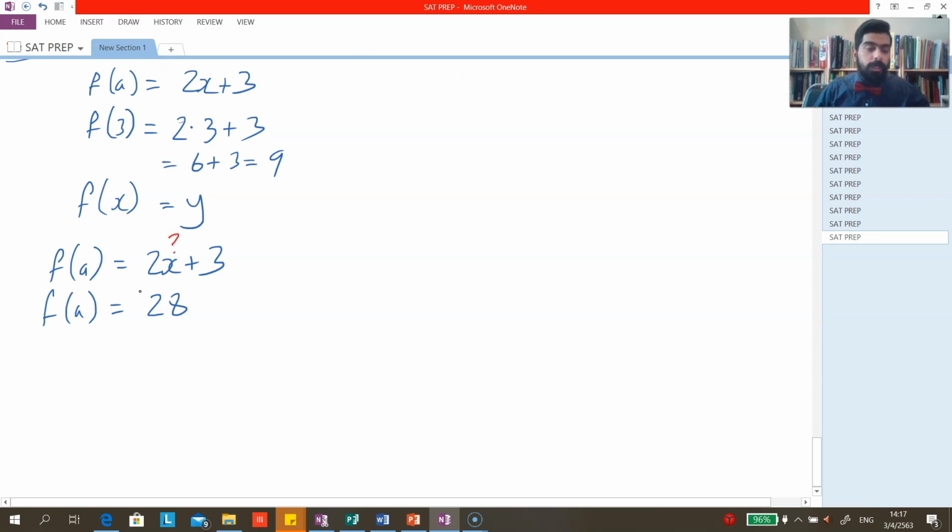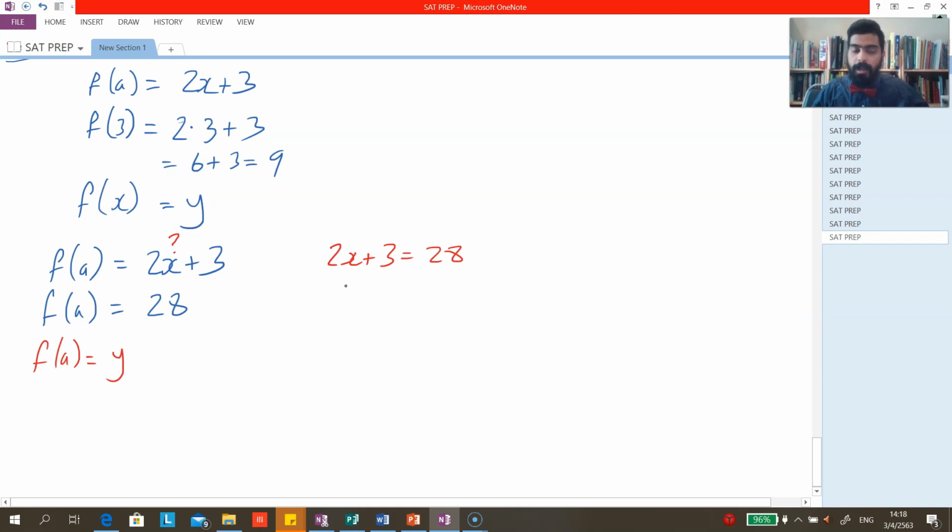So let's say we got to find this value of x here using the same function. So what do we know? We know that f of a is equal to what? Correct, guys? So f of a is equal to y. Therefore, 2x plus 3 would be equal to 28, since this has only one variable, right, guys? And now what we do is it's pretty straightforward.